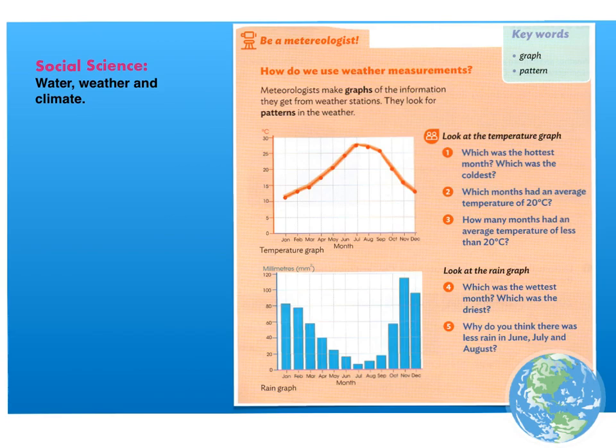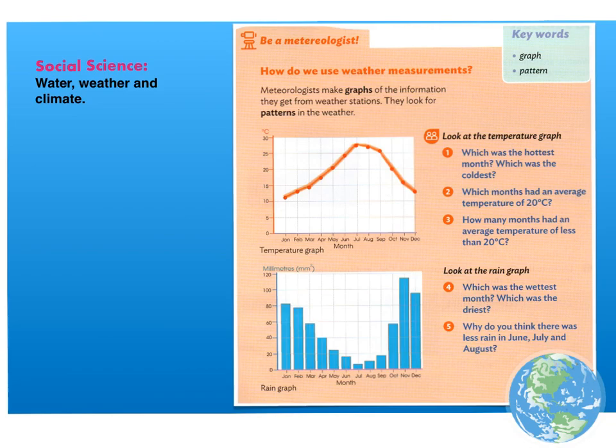Today, we're going to see how the meteorologists use the data, the information that they get from weather stations. In the last lesson, we studied some weather instruments like the thermometer, the anemometer and also the rain gauge. With these instruments, meteorologists can make graphs. They can use this information and look for patterns in the weather.